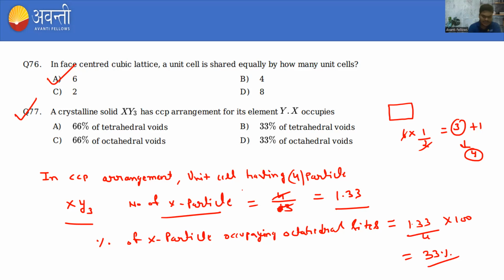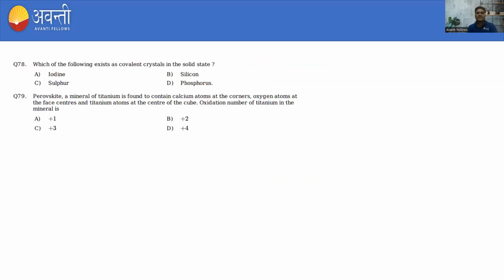So which option is correct? That is 33% of the octahedral sites. So this is the correct one. So this is for question number 77.